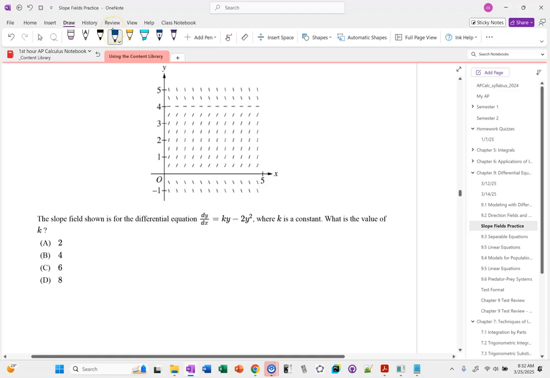All right. Let's do this one, and then we're going to move on to do something else. Sound good? I think we probably had enough practice at this for today. How in God's name am I supposed to solve this thing? The slope field shown is for the differential equation, yada, yada, yada, where k is a constant. What is the value of k?